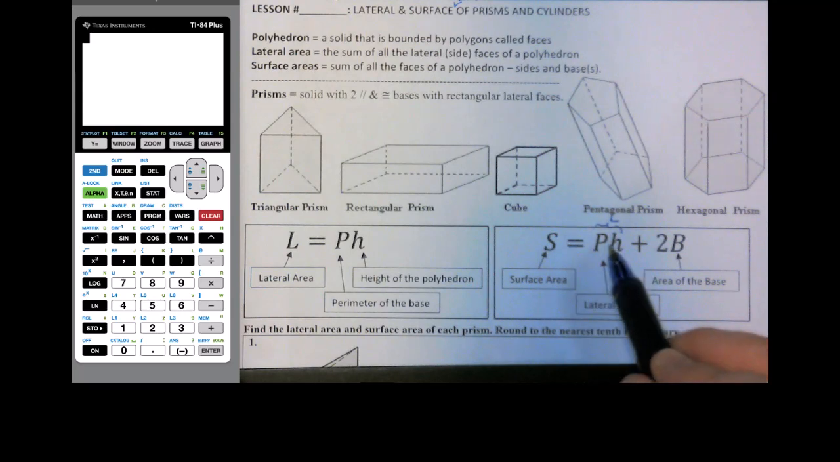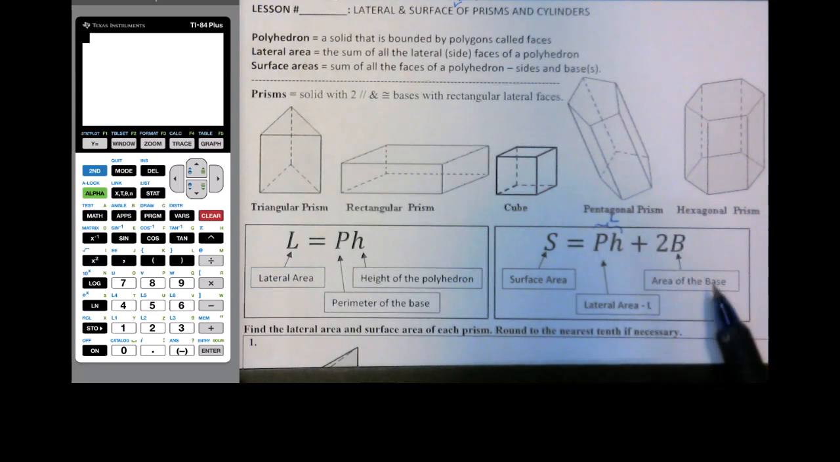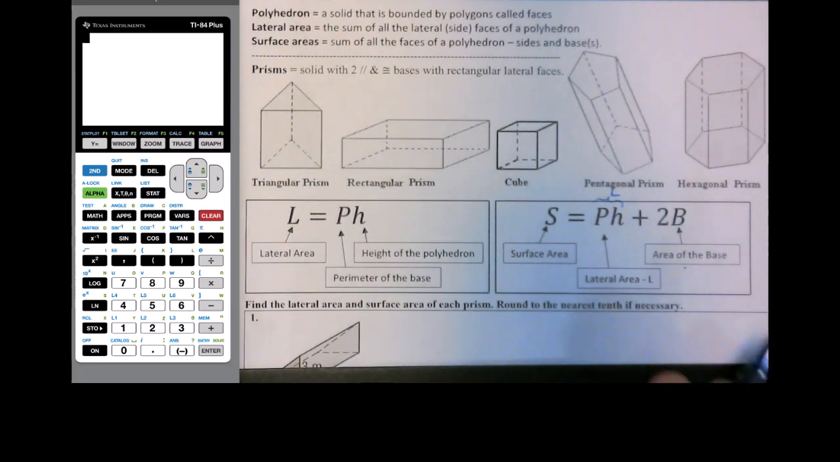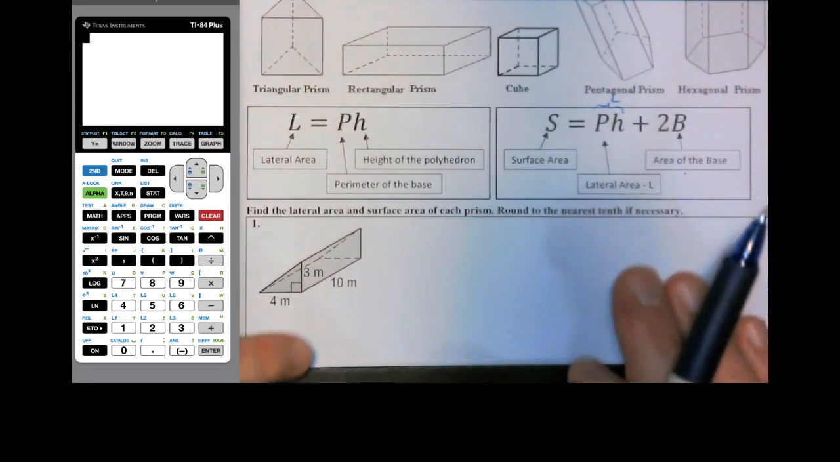The only difference is for surface area, you have to add the two bases, the two areas of the base. So this is a capital B, which stands for area of the base. All right, very good. Let's go on to the first example here.